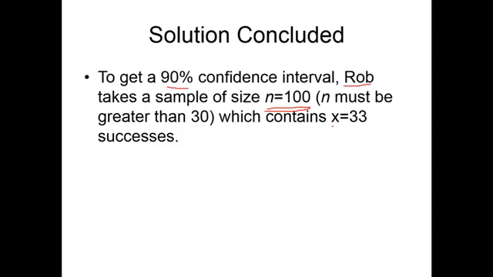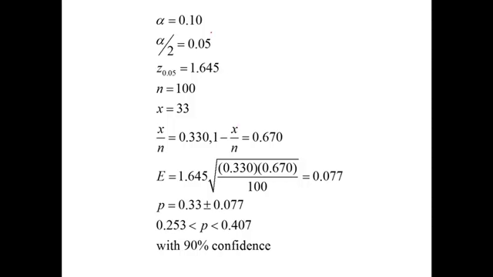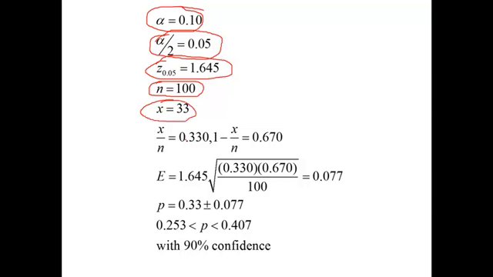This sample of Rob's has 33 successes. Okay, so he's got alpha equal to 0.1. Alpha over 2 is 0.05. We do the table lookup: z is equal to 1.645. N is equal to 100. X is equal to 33. So X over N is 0.33, and 1 minus X over N is 0.67.